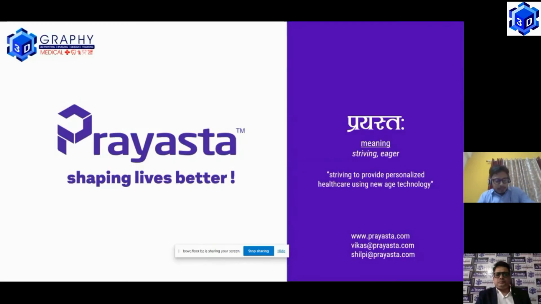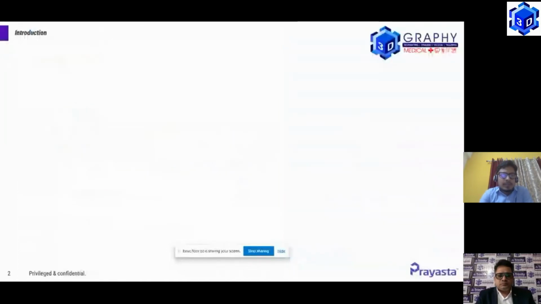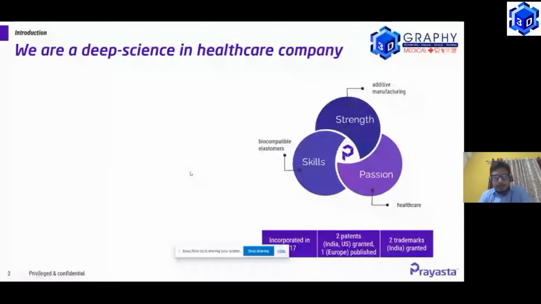So I'll start with our company's name itself, which is Prayastha, and everybody understands, at least in Sanskrit, that means somebody who's doing the prayas, and that's what we are also doing. We strive to provide personalized healthcare using a new age technology, and new age technology is of course 3D printing here. And what we do is we are a deep science in healthcare company, coming out from three different aspects: biocompatible elastomers, additive manufacturing, and healthcare.